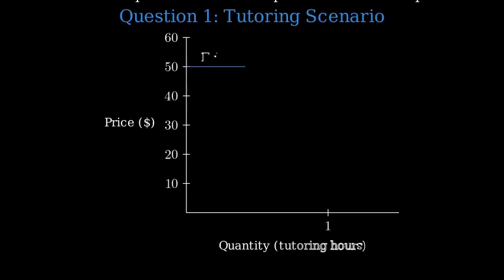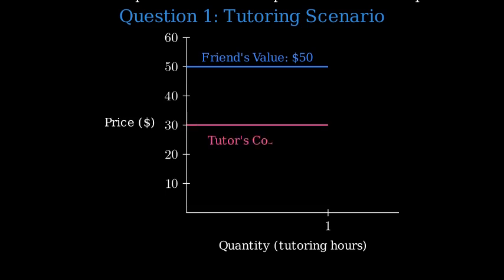My friend is willing to pay $50 per hour for economics tutoring. This is my friend's maximum willingness to pay, or their value of the tutoring service. I know someone who tutors, and the value of their time is $30 per hour. This represents the tutor's opportunity cost, or minimum acceptable price. They agree to a price of $45 per hour. Let's calculate the surpluses in this scenario.